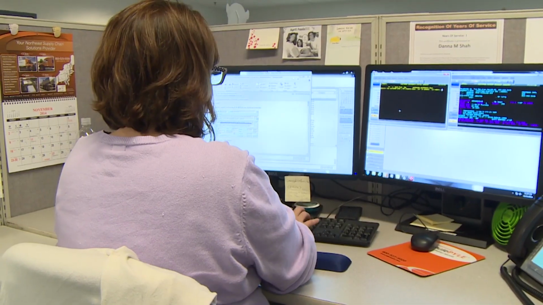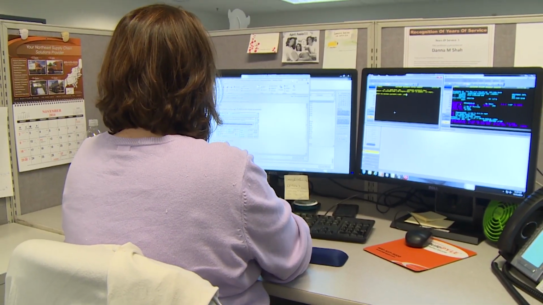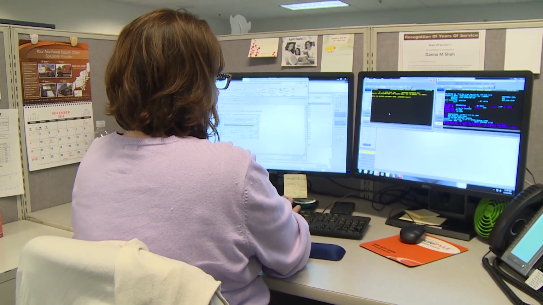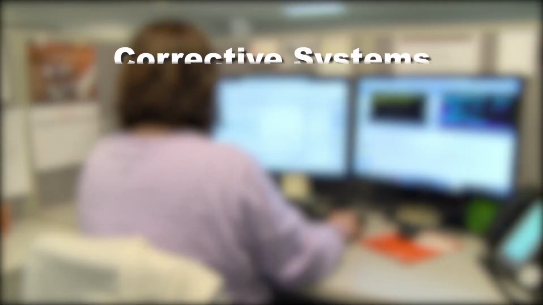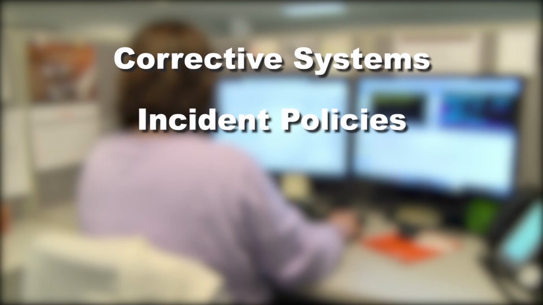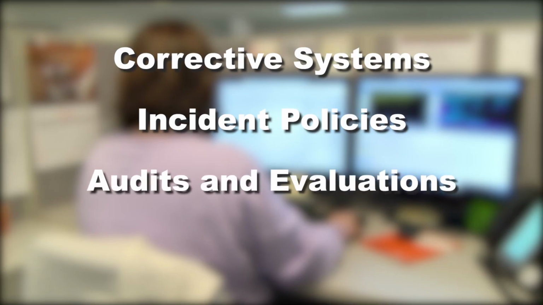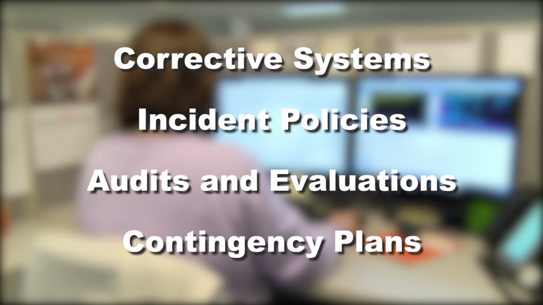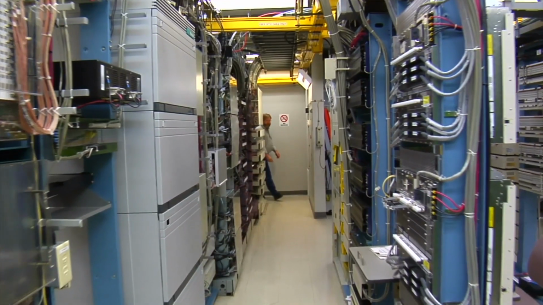Administrative safeguards are policies and procedures that limit access to ePHI. They include systems that detect, correct, and prevent security breaches, incident policies that describe how to respond to a breach if one occurs, ongoing audits and evaluations to ensure compliance with HIPAA regulations, and contingency plans for protecting ePHI during emergencies and natural disasters.